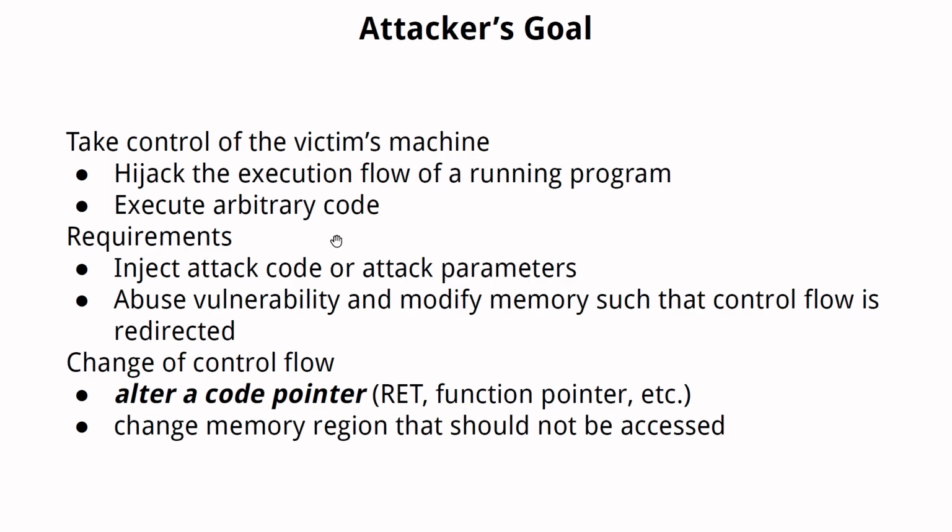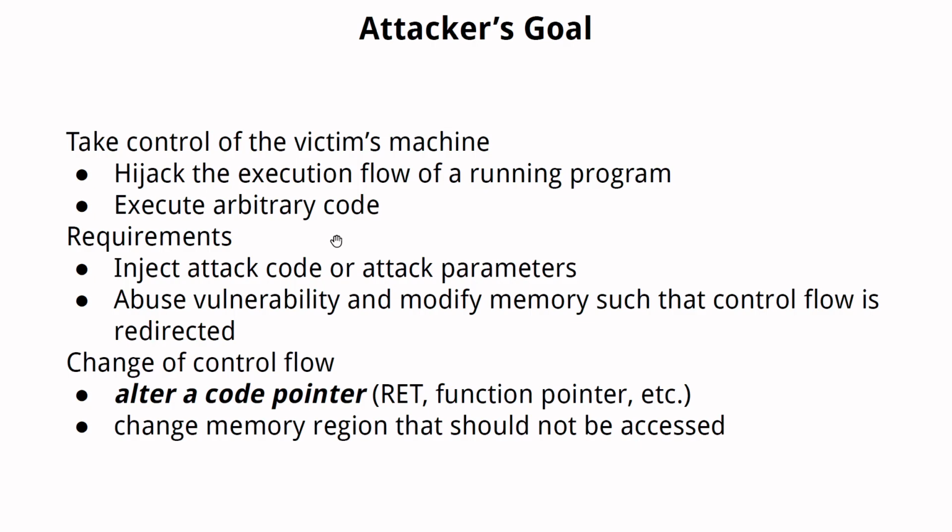In memory, there are many pointers, borrowing the C concept of pointer. A pointer basically means an address. There are pointers to data, called data pointers. There are also pointers to code, called code pointers. For example, the return address on the stack is a code pointer because it points to another address, and at that address there are instructions. Function pointers are also code pointers.